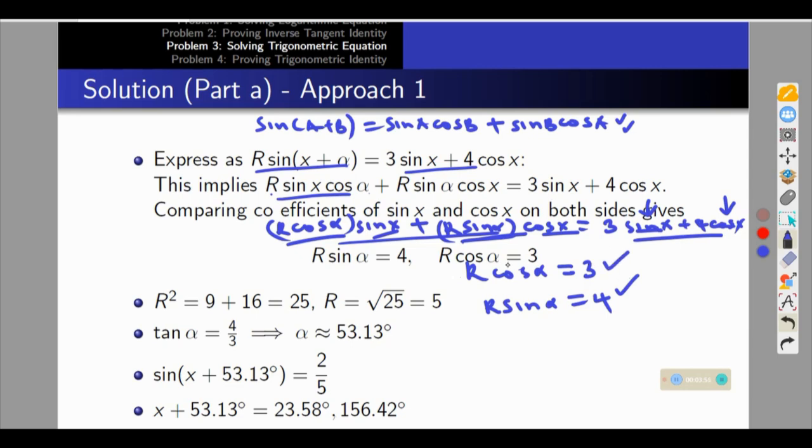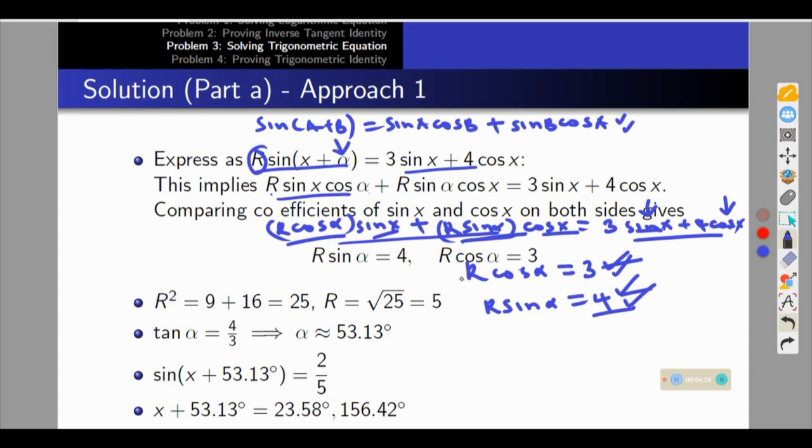So after comparing the coefficients of sine x and cos x, we come up with r cos of alpha equal to 3 and r sine of alpha equal to 4. Our interest is to get r and the value of alpha. Looking at the two expressions that we have got here, we can get the value of r and the value of alpha.